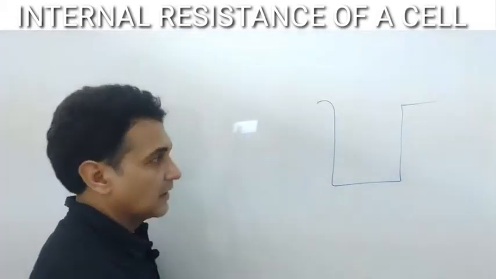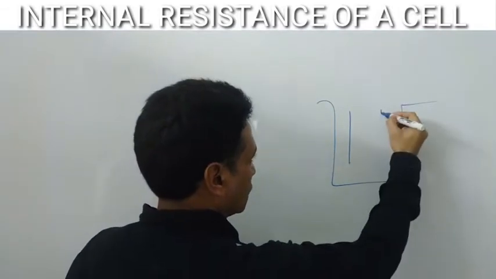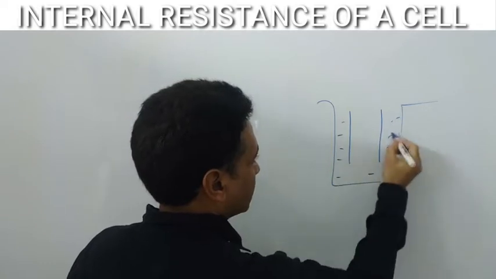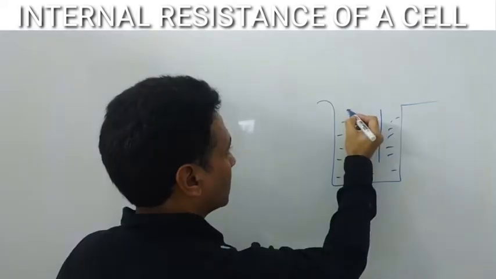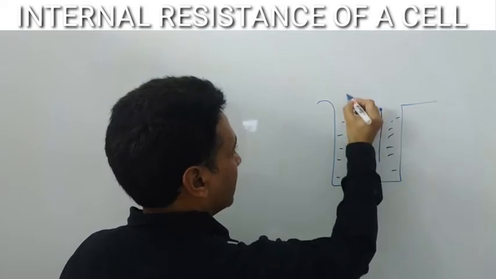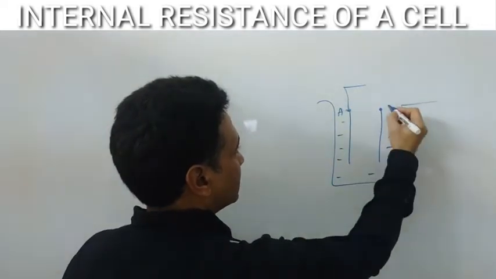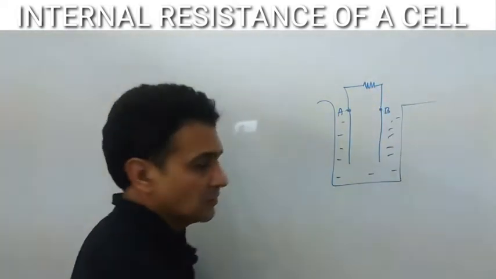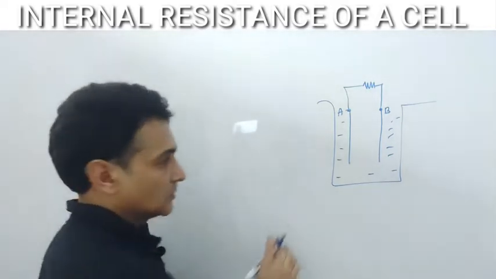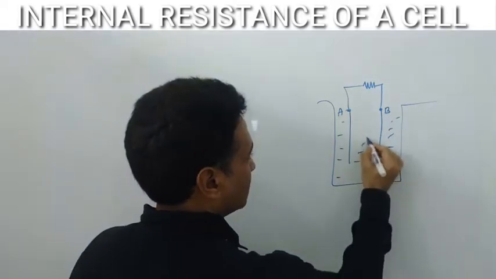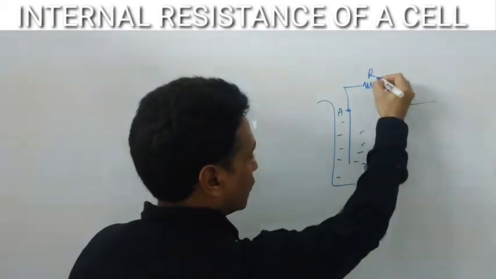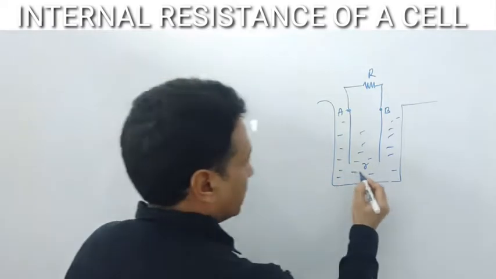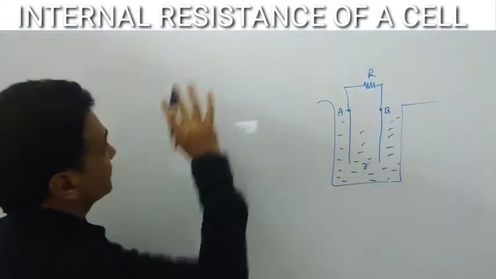Suppose this is a cell and two electrodes are immersed in this electrolytic solution, and these are the two rods. This is rod A and this is rod B, and this is the external resistance connected to the two electrodes, and this small r is the internal resistance of a cell. Okay, so this is the electrolytic solution. So now we will see what is the internal resistance of a cell.